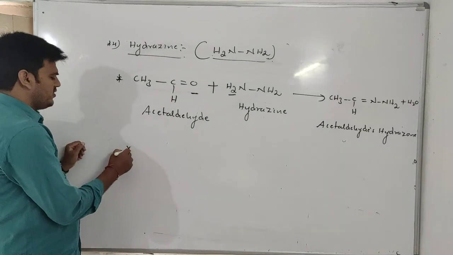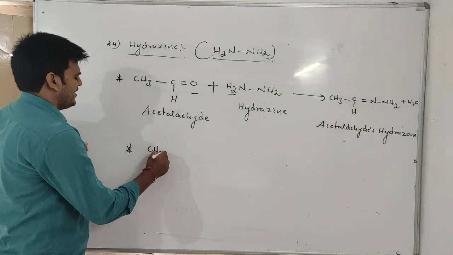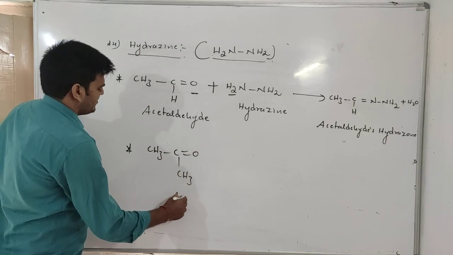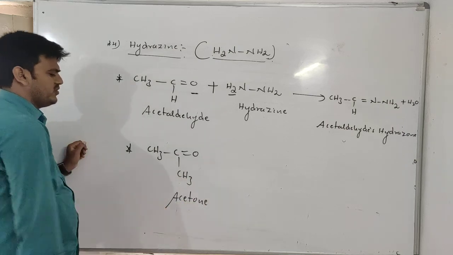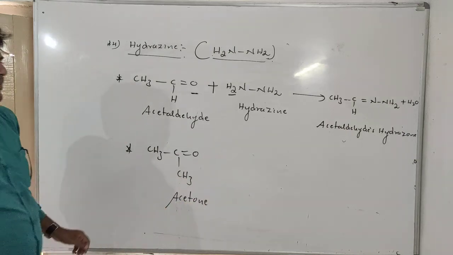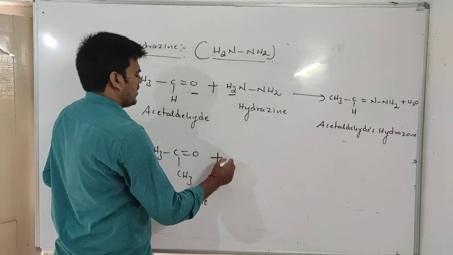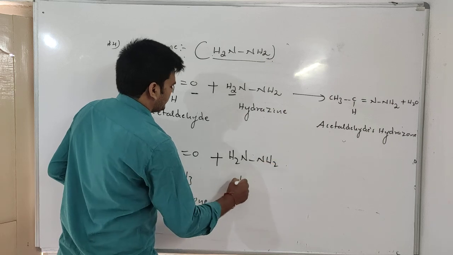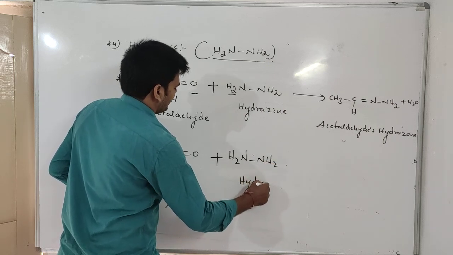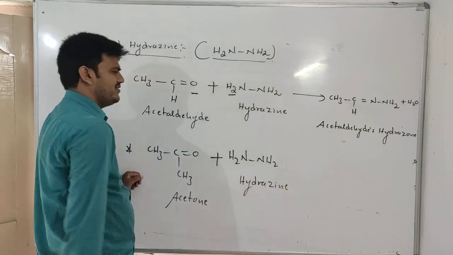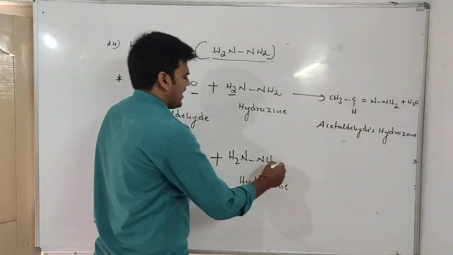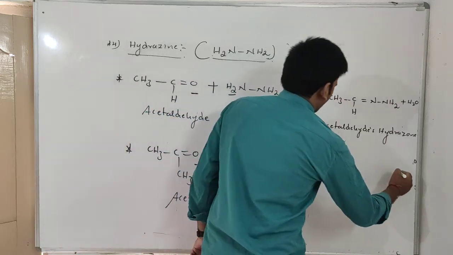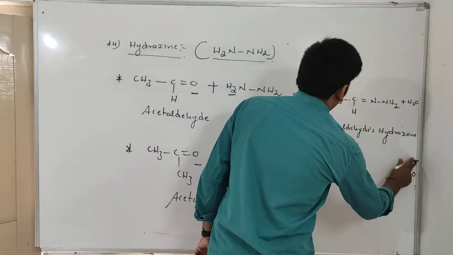For example, acetone, formula CH3COCH3, plus hydrazine, H2N-NH2. Same story: removal of water, H2O. The byproduct is H2O.